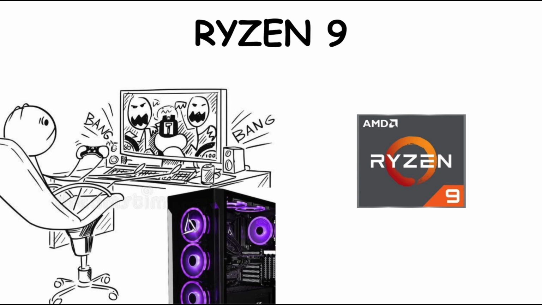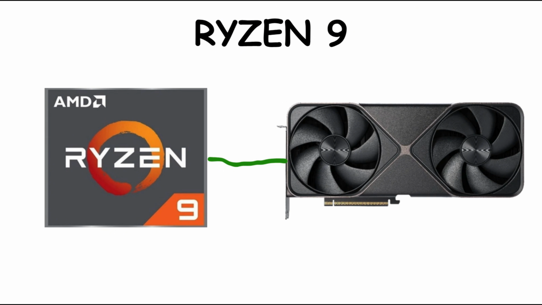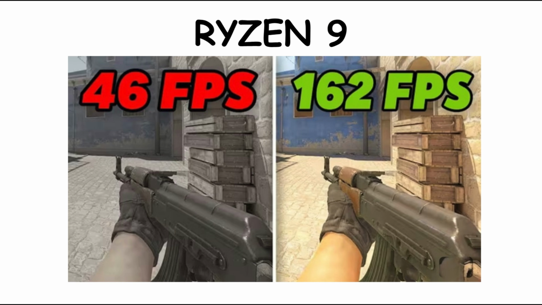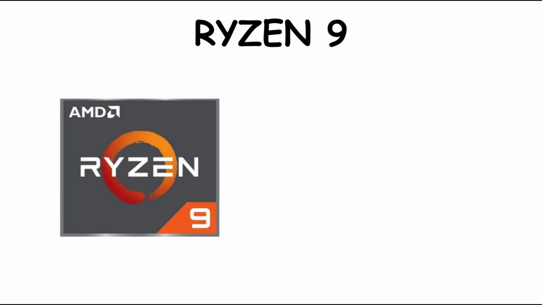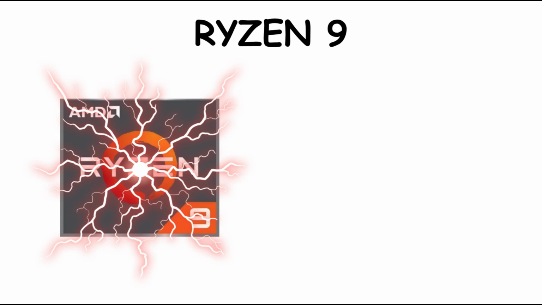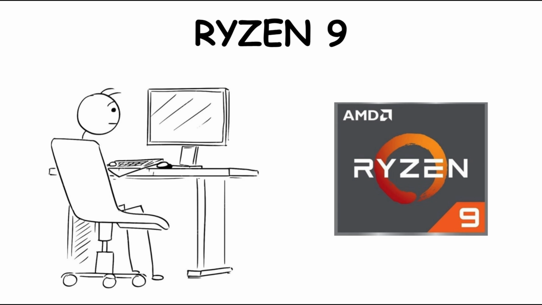Gaming performance is also one of Ryzen 9's biggest strengths. When paired with a powerful graphics card, these processors can deliver extremely high frame rates in competitive games while maintaining smooth performance in large open-world AAA titles. However, despite being incredibly powerful, Ryzen 9 processors are also very expensive, and most casual users simply do not need this level of performance.